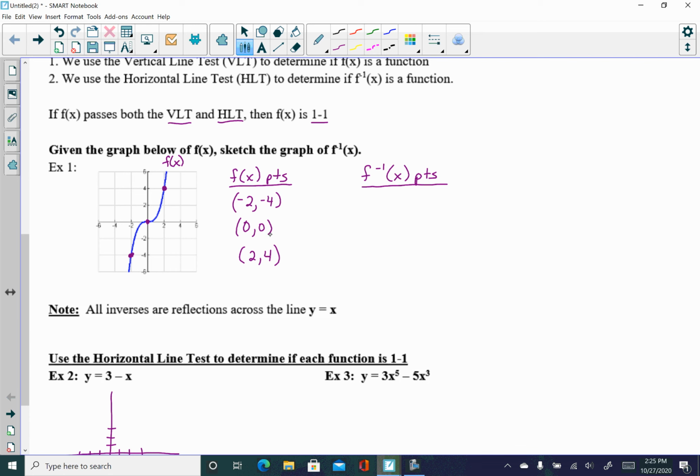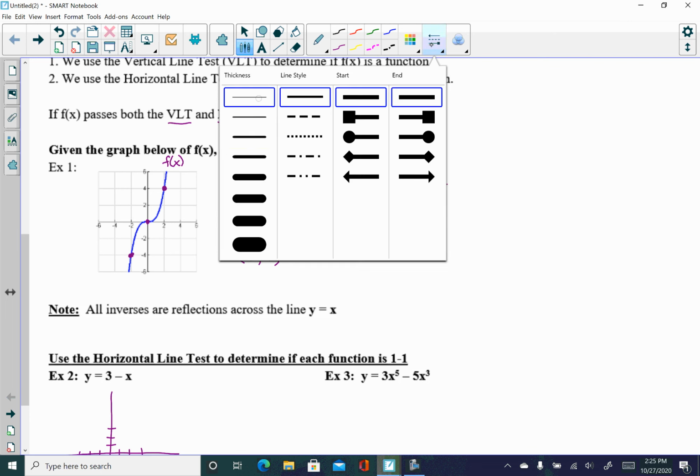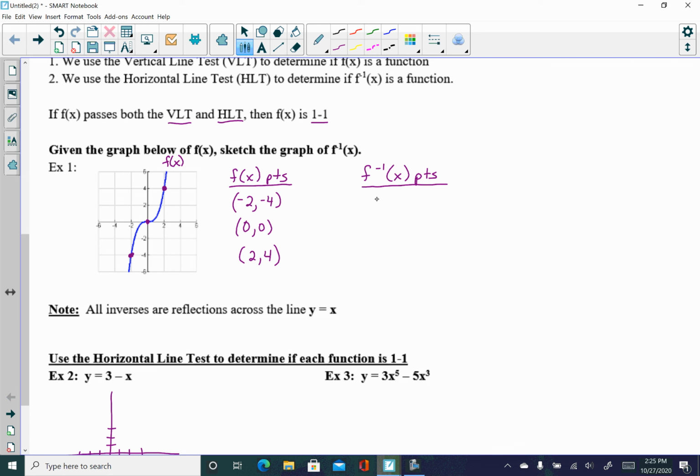Well, if we then want to find the points on f inverse of x, that would just be switching the x and y coordinates. So I'll get a different color here and say that the point (-2, -4) is going to become (-4, -2). (0, 0), when you swap them, you still have the same thing. And that last ordered pair, (2, 4), is going to become (4, 2). Now, if we plot these points, (-4, -2), (0, 0), and (4, 2).